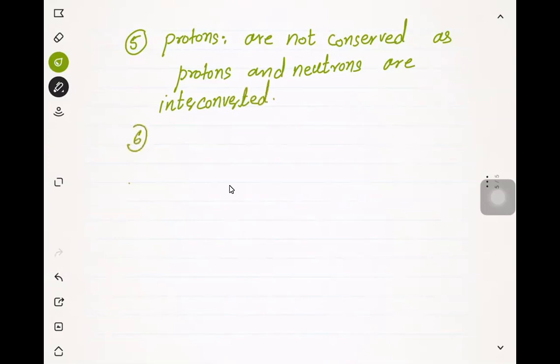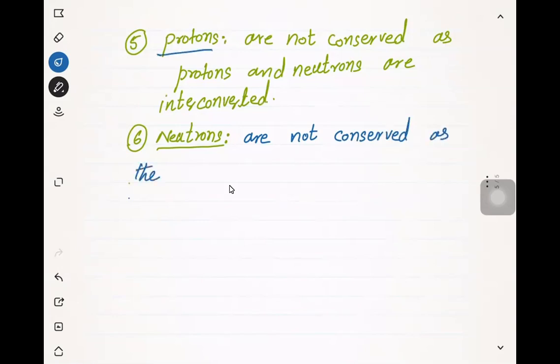The sixth property whose conservation is to be discussed is the neutrons. In a nuclear reaction, neutrons are not conserved for the same reason. Neutrons are also not conserved, and the reason is that protons and neutrons are interconverted.